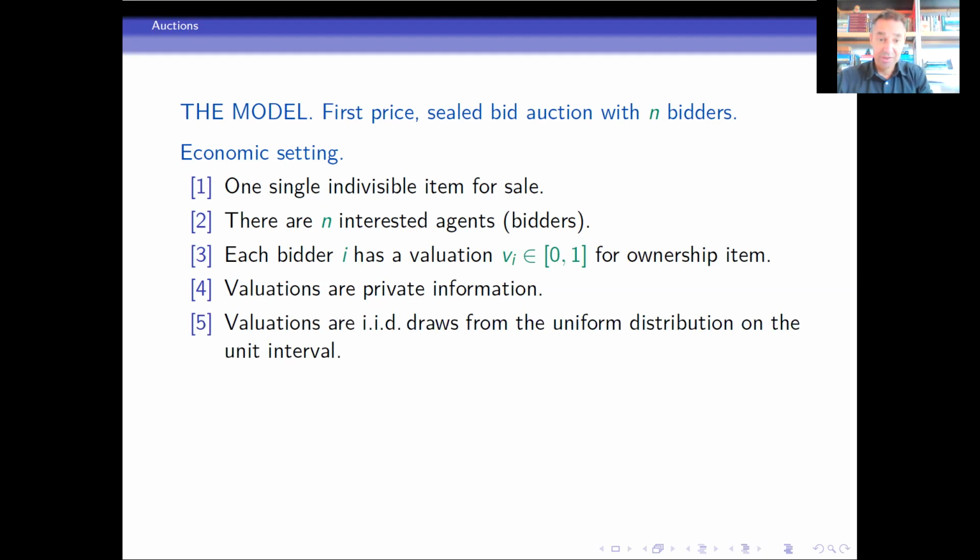Valuations are IID draws from the uniform distribution on the unit interval. So that means that the draws are made independently. That's the first I. And the second I, together with the D, means identically distributed. And that means that they all come from the same distribution. In this case, the uniform distribution on the interval from 0 to 1. So this is the setting.